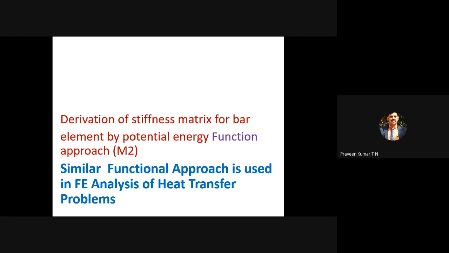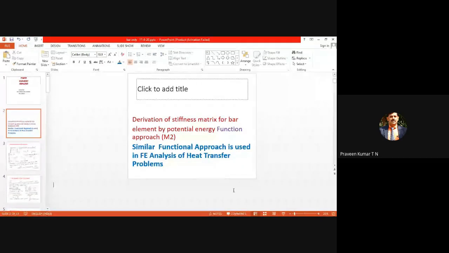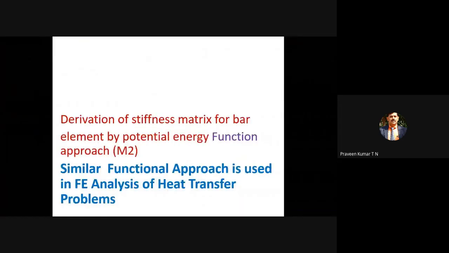The concept of stiffness in the case of heat transfer problem. So instead of stiffness, there is no concept of K or stiffness in the case of heat transfer problems. So this complete stiffness matrix is replaced by thermal conductivity matrix.